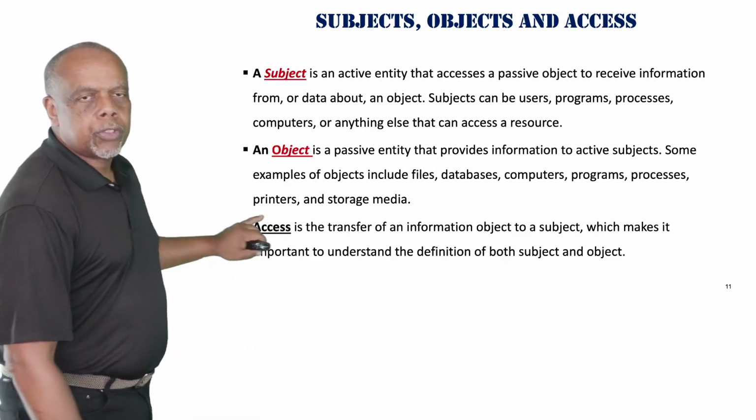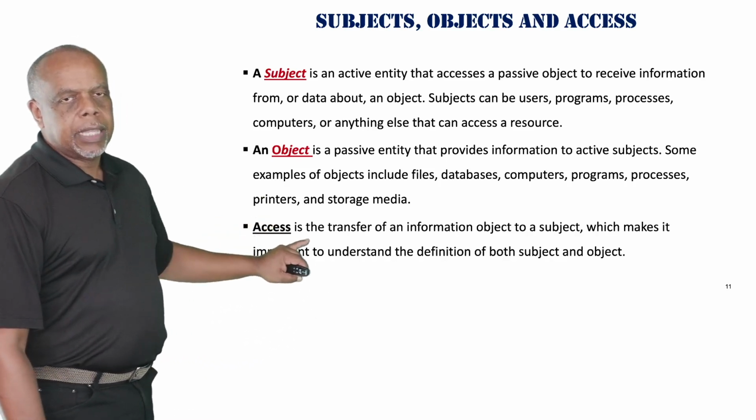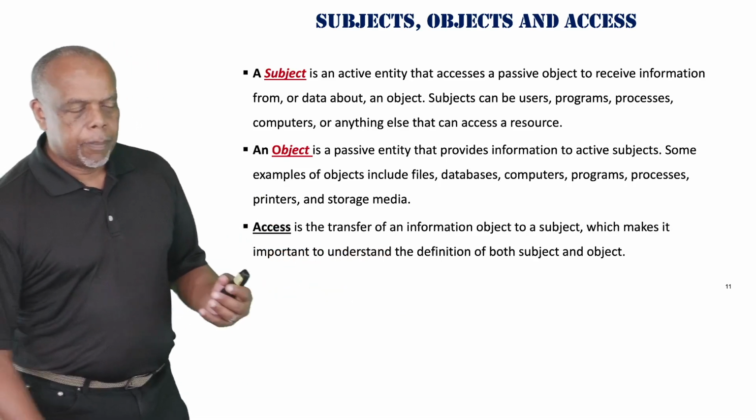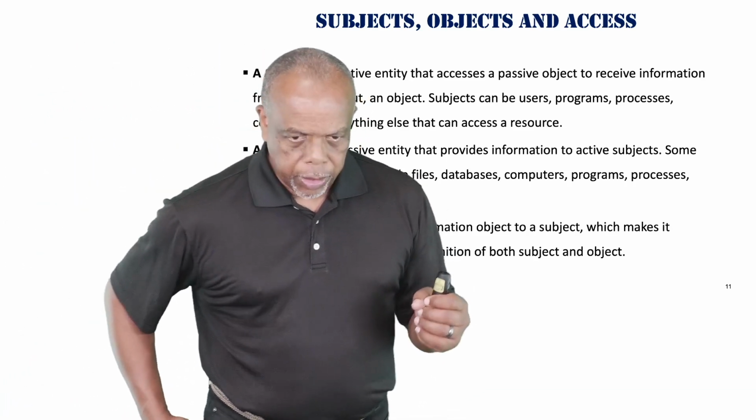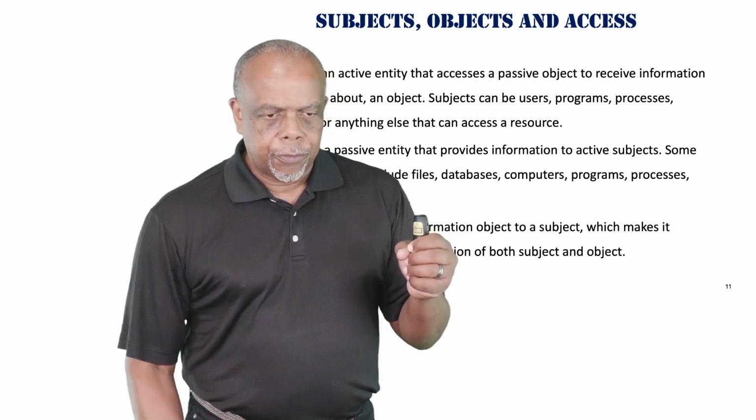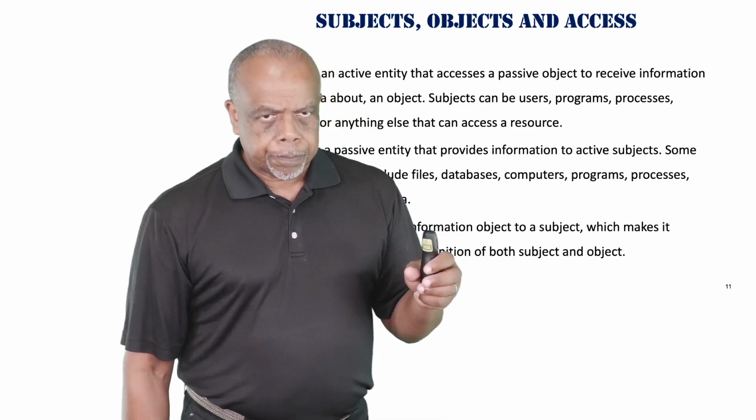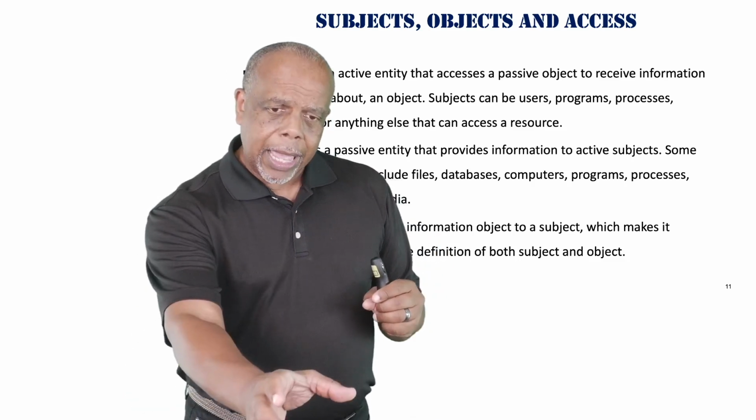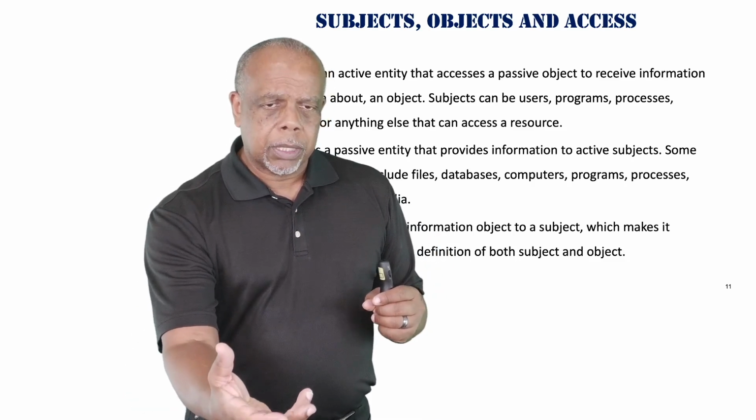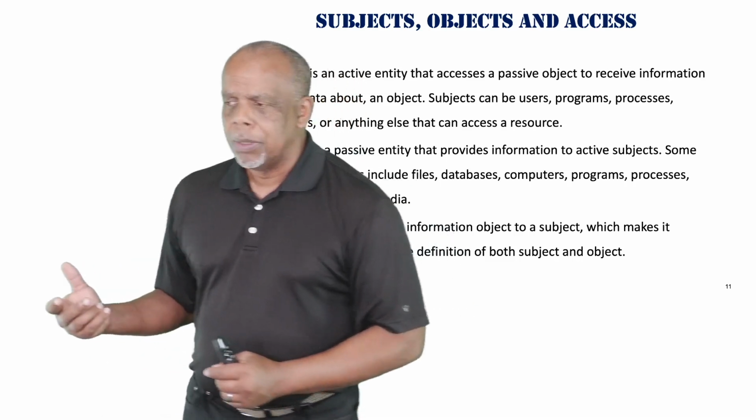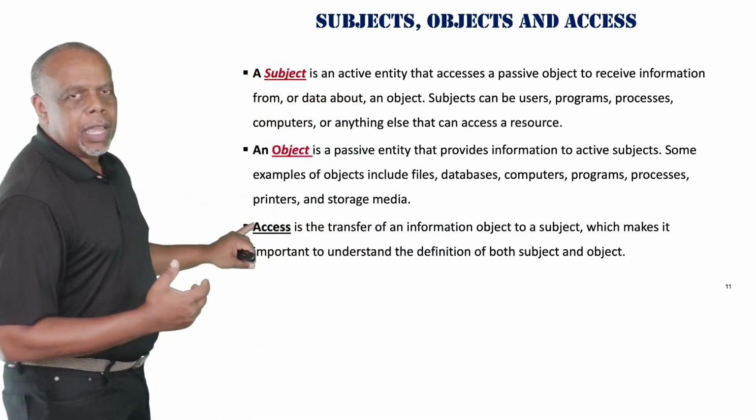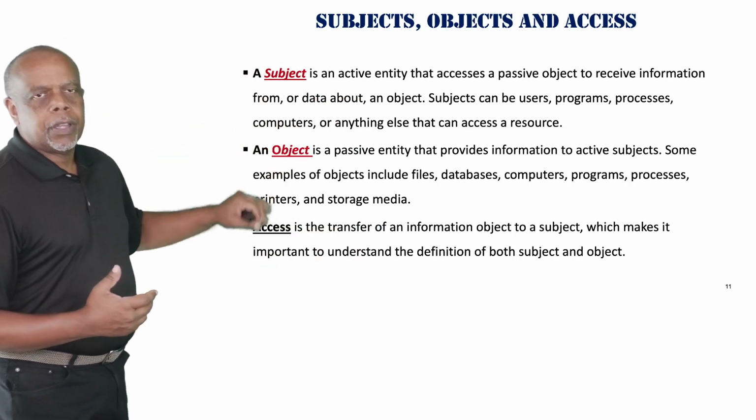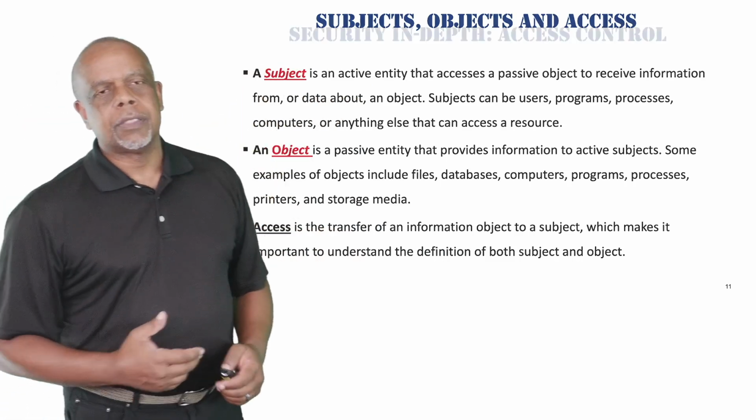So what are we doing? We are trying to control access. And what is access? That's the transfer of an information object to a subject. Here again, back to the refrigerator. I'm standing here in front of the refrigerator. I'm an active subject standing in front of this passive object. Now access is when I reach in and grab the leftover pizza and transfer it to the table. So now I have actually accessed something in that refrigerator. Subjects, active; objects, passive entity.